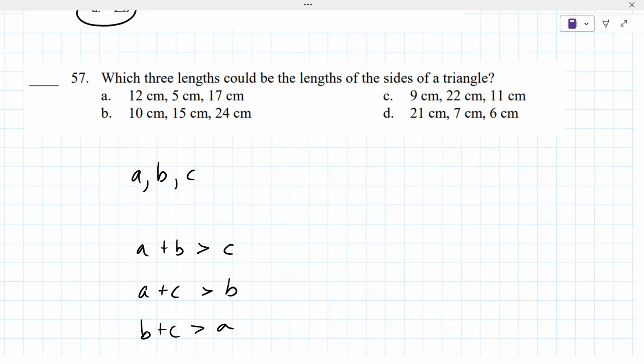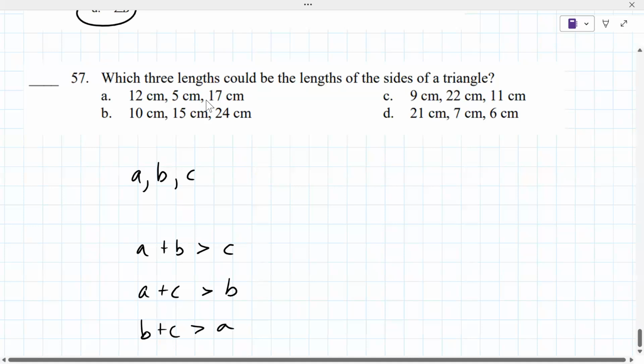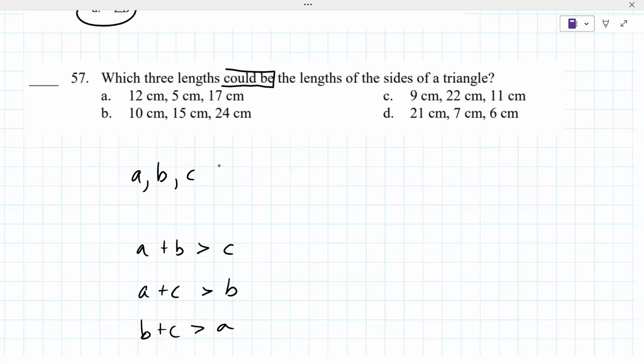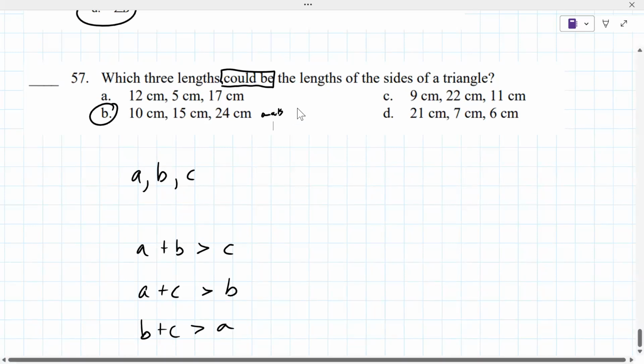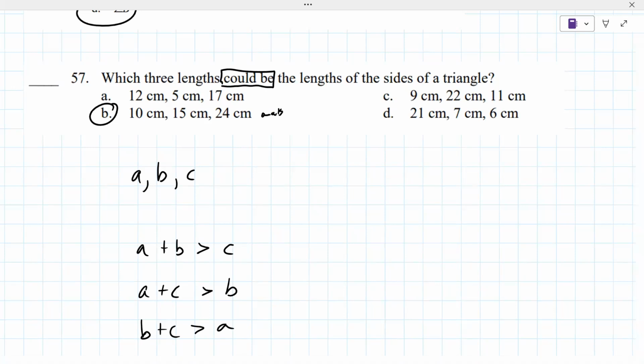That's if it works. Like you're right, 10 plus 15 is greater than 24, 15 plus 24 is greater than 10, 10 plus 24 is greater than 15. You're looking for the one that does not work. Oh, okay. Sorry. This one says could be. Yes, B is the only one that works. The rest do not. And if they add up to, like 12 and 5 add up to 17, that doesn't work, right? Because it can't be the same. Exactly. Okay. So good job.